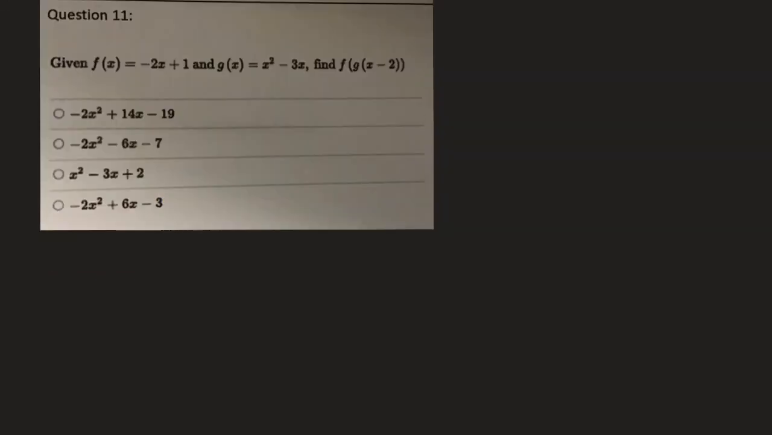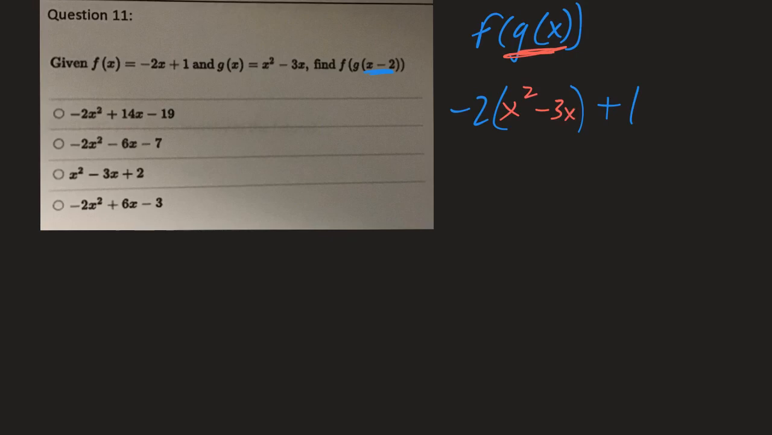All right, last one, we've got a composition, but this time, watch out, they wanted us to plug in x minus 2. So let's start by doing f of g of x again, and then we'll put in that x minus 2 in our next spot, okay? So f of g, negative 2, and we've got plus 1, and inside my g of x is going to be x squared minus 3x, okay? And let's go ahead and distribute this in here, negative 2x squared plus 6x plus 1. That 1 did not get distributed to, guys. Watch out for that. Okay.